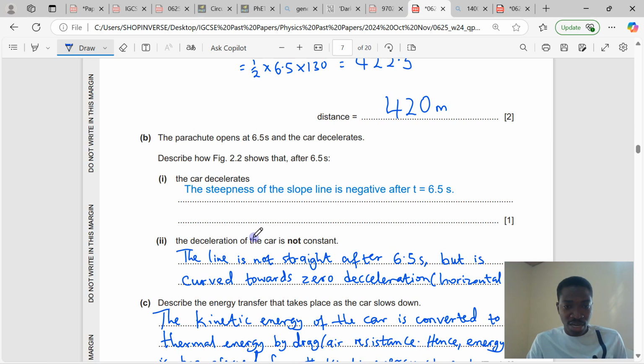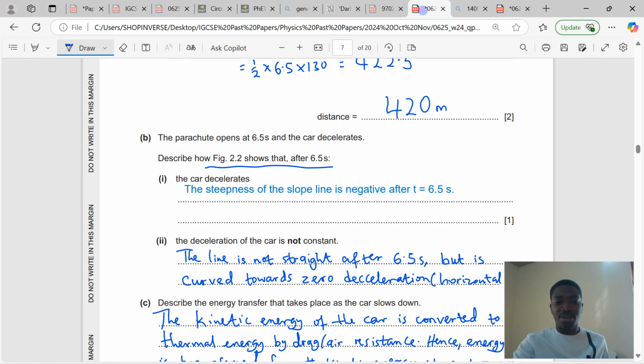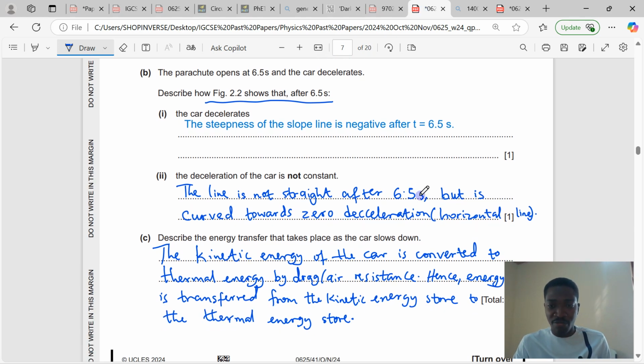The question says the deceleration of the car is not constant. How does the graph show that the deceleration of the car is not constant? Well, if you look at the graph, you see that we don't have a straight line. If we had a straight line, then we know that deceleration of the car is constant. The straight line shows that deceleration is constant. But because the line is curved, that shows that deceleration of the car is not constant. And that's what we have here. The line is not straight after 6.5 seconds, but it is curved.